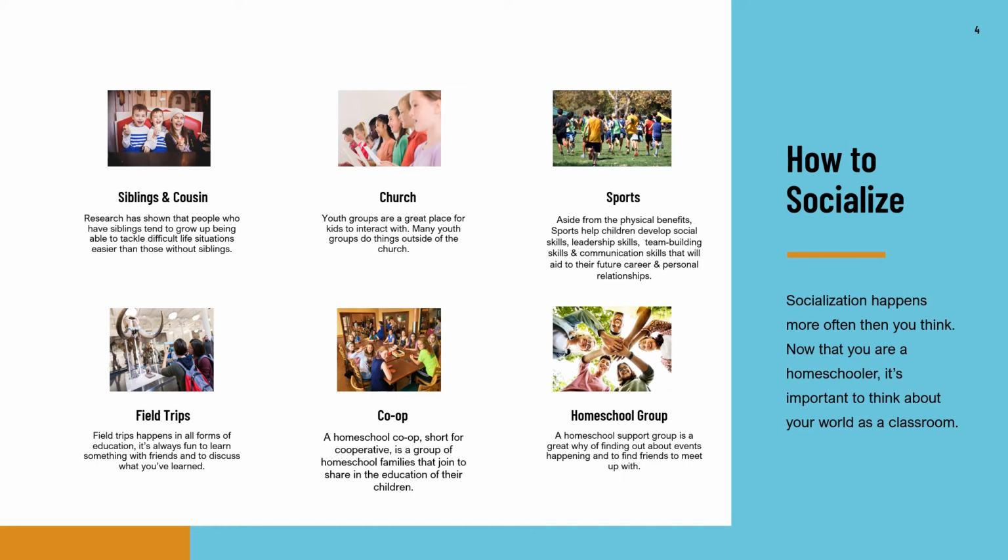Homeschool groups, which are different from co-ops, or can be. A homeschool support group is a great way of finding out what events are happening in your area and to find friends to meet up with. Homeschool groups can be supportive, they can be event planning, they can also just coordinate or put dates all together in one area that homeschoolers in your community may do. So it could be different things. Like the homeschool group I run, we are a support group, we coordinate events, and we also have a co-op. But that's not always the case for all groups.